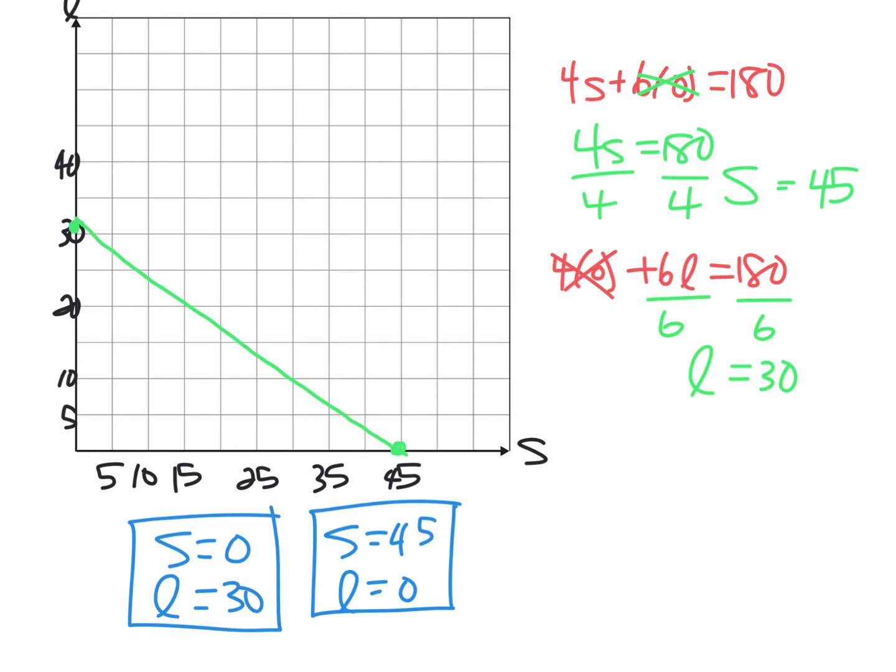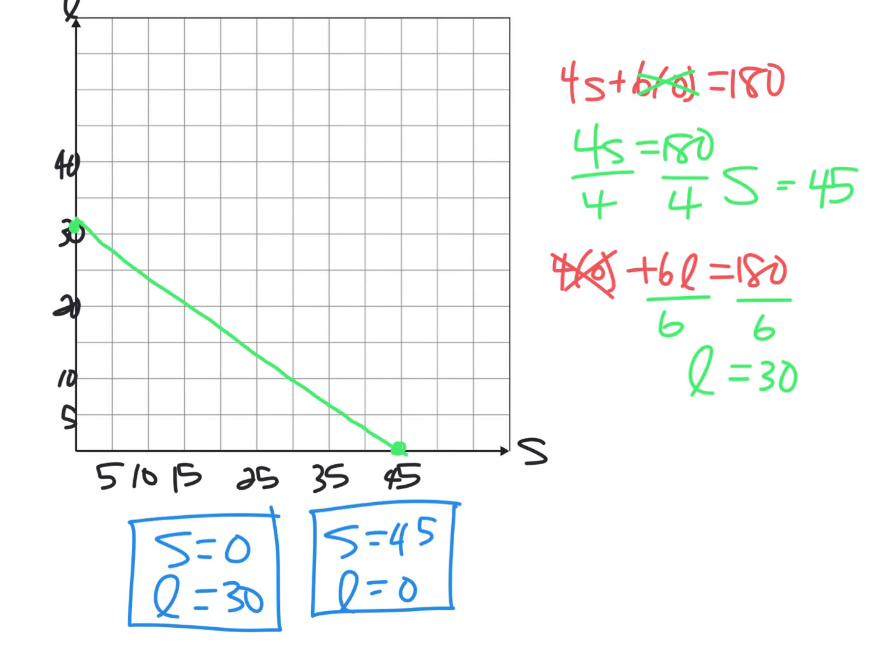And then we could use our graph to get close to, right? I drew it by hand, so it's not going to be exact, but we could figure out maybe what happens when S or L are some other different number of tables. So for instance, 10 large tables. Let's see what happens if I get 10 large tables, how many small tables that would be.